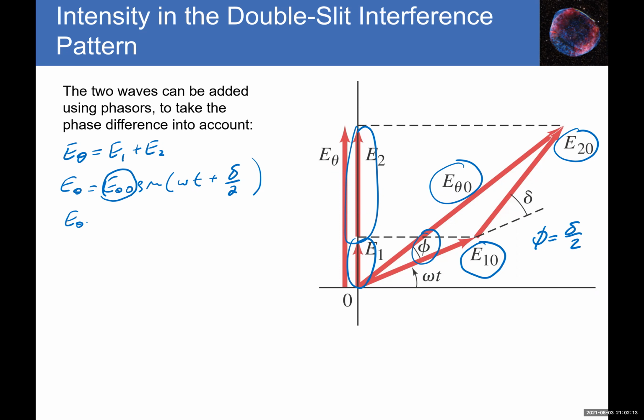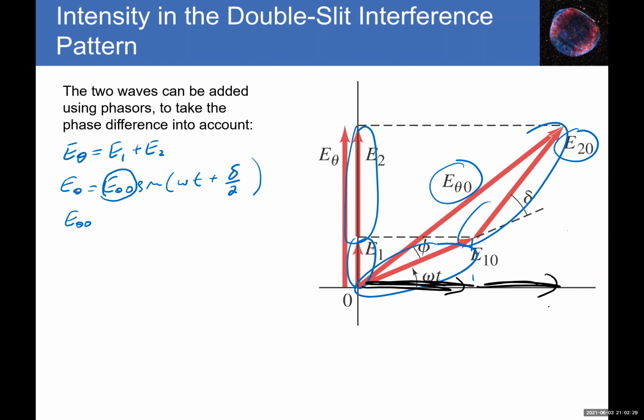So E theta 0. Okay. So for the amplitude, I can combine E1 0 and E2 0. If I look at their projection, for example on the x-axis, technically that's a projection of the x component of those. So I can rewrite this as 2 E naught cosine of phi, where phi is equal to delta over 2. Again, remember, phi is equal to delta over 2.